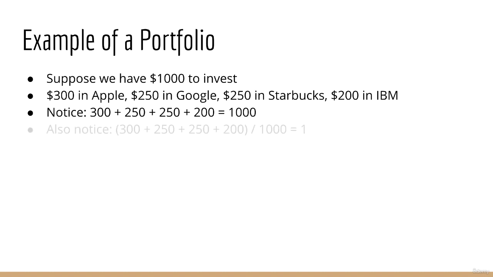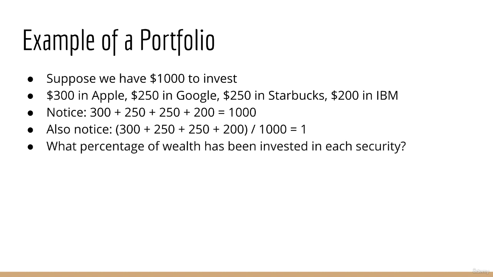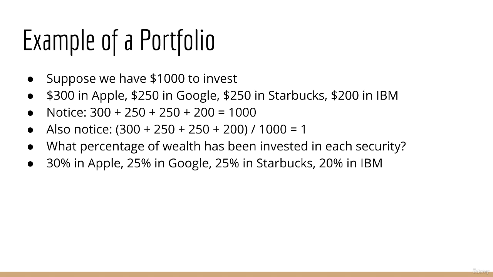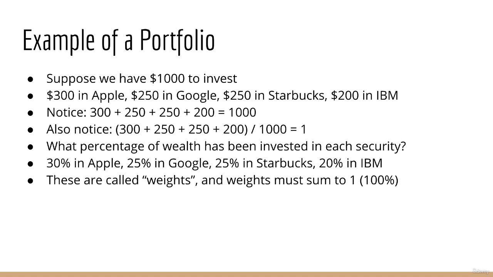Notice how, if we divide everything by 1,000, we will get fractions on the left side, and we will get 1 on the right side. These fractions tell us what percentage of our wealth has been invested in each security. For example, this says that I've invested 30% into Apple, 25% into Google, 25% into Starbucks, and 20% into IBM. In portfolio theory, we call these percentages weights. Note that weights must sum up to 1, or equivalently, 100%.